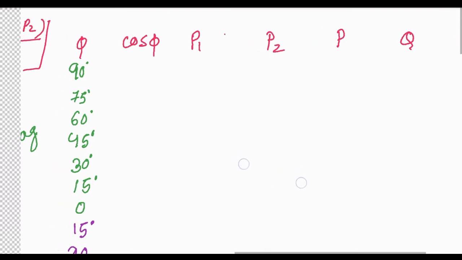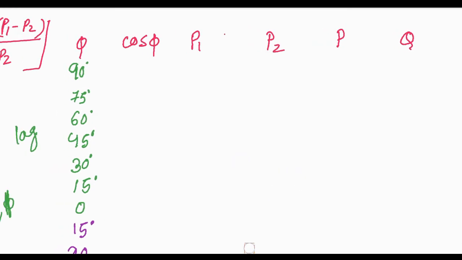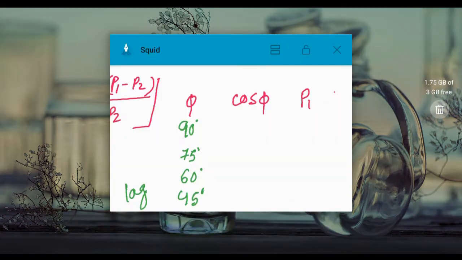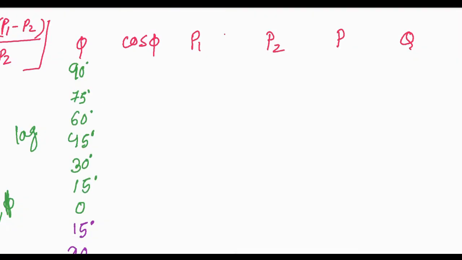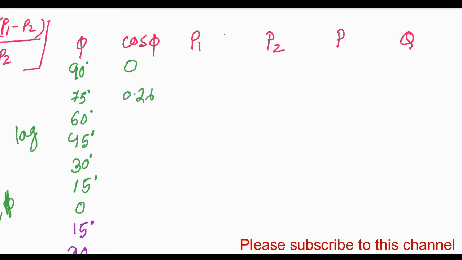So here what will be the power factors? Power factor here, this will be 0, and for 75 this will be 0.26, and for 60 this will be 0.5, for 45 0.707, and for 30 this will be 0.866, and for 15 degree this will be 0.97, and for 1 this will be 1, that means unity power factor.